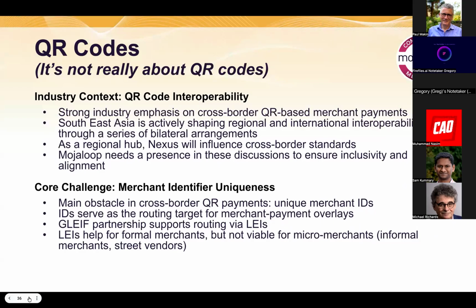QR codes. We already have a QR code solution. It's in the merchant payments module. Anyone can download and use it, but we need to extend it further for QR code interoperability.